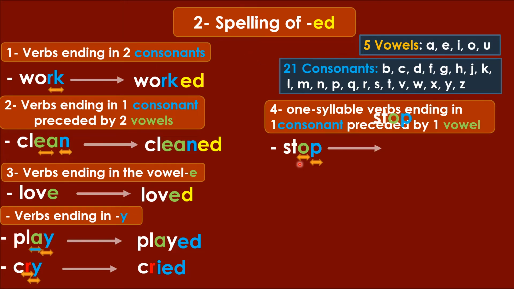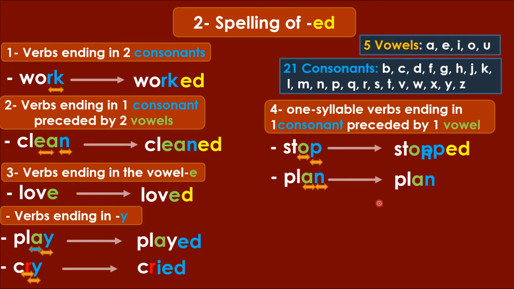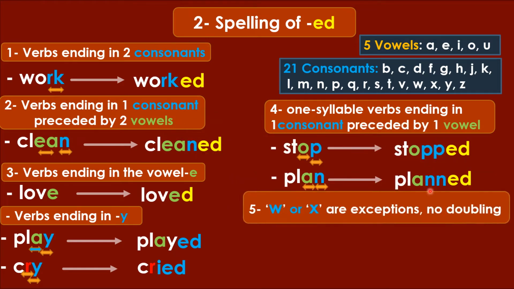So in this case what we do is the following. We just double the consonant and add ed. Double P and add ed. Let's have a look at another example. We have plan. Plan ends in N, which is one consonant, preceded by one vowel, the letter A. So it's similar to stop. What we're going to do is the same. We're going to double the N and add ED.